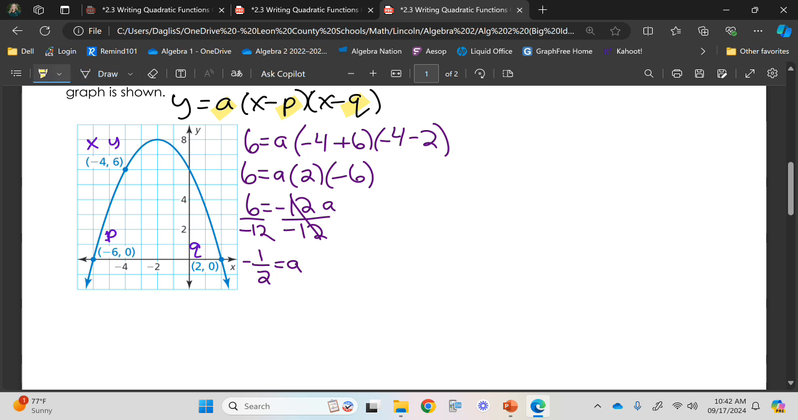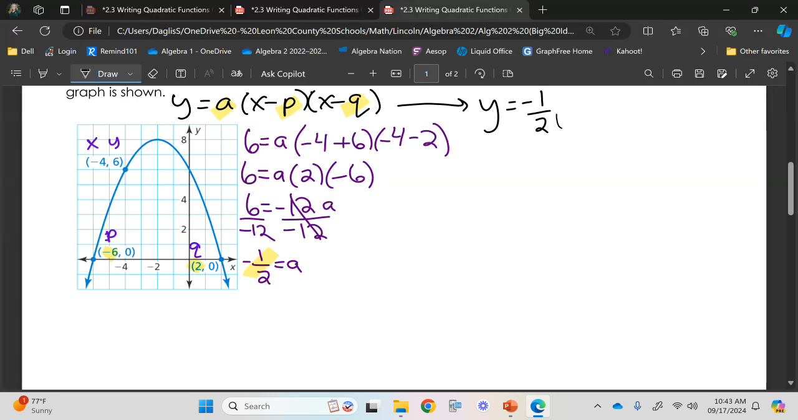Alright, so we got my 3 pieces. There's my a, and here's my p and q. So now I can plug it in up here. Y is going to equal, my a is negative 1/2. We're going to have x plus 6 and x minus 2. So this is intercept form.